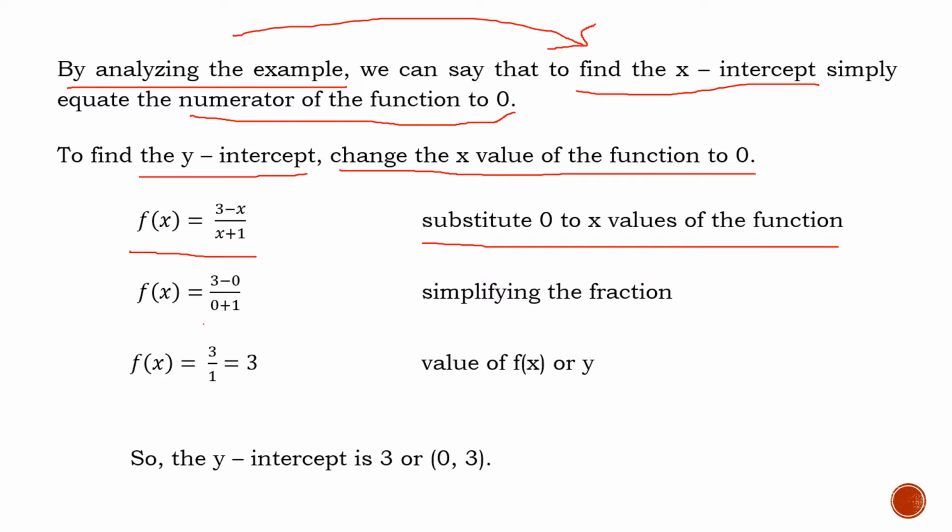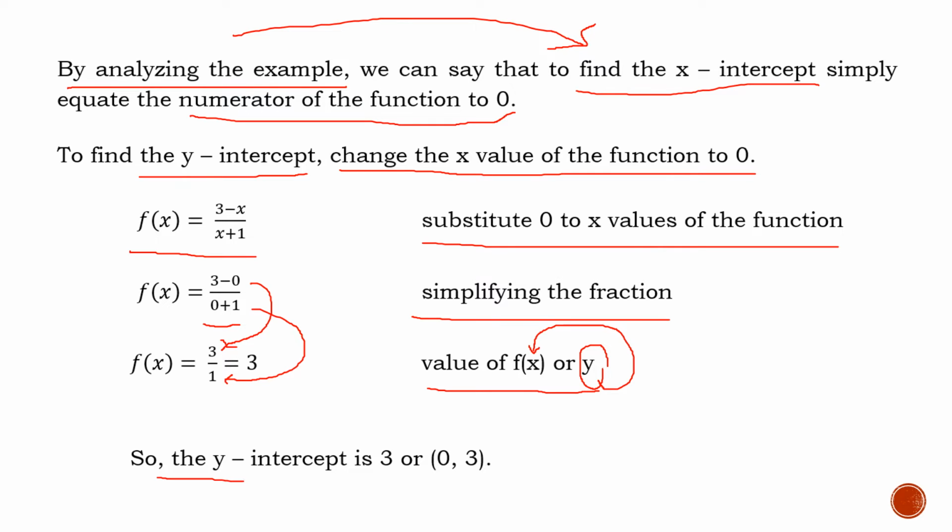That's why it becomes 3 minus 0 over 0 plus 1. So simplifying the fraction, 3 minus 0 is 3, and 0 plus 1 is 1. If we divide 3 by 1, it's equal to 3. So the value of f(x), or y, because we simply use y to replace f of x here, will represent your function. So the y-intercept is 3, or (0, 3).